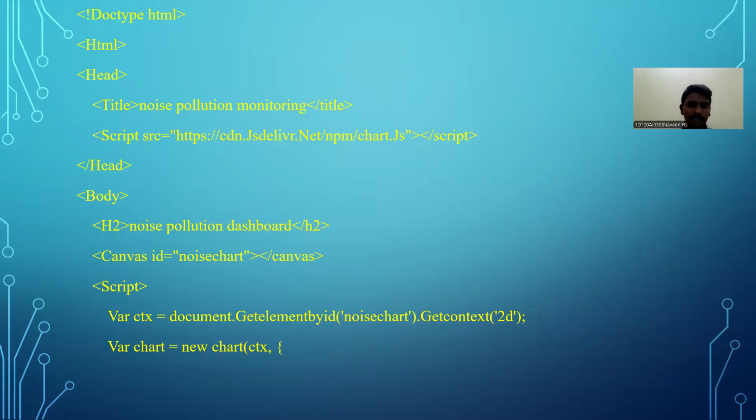Now for the dashboard heading and the canvas for the chart: we will be displaying an H2 heading, and creating a canvas with the ID noiseChart, where the line chart will be drawn. And also the JavaScript for Chart.js, where ctx is document.getElementById, getting the context. Here, chart equals new Chart, which will create a new line chart using Chart.js.